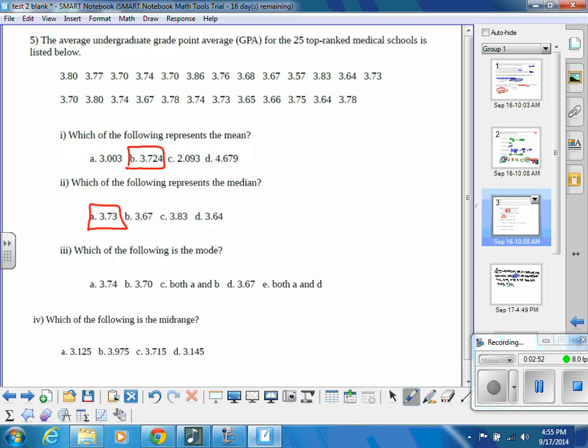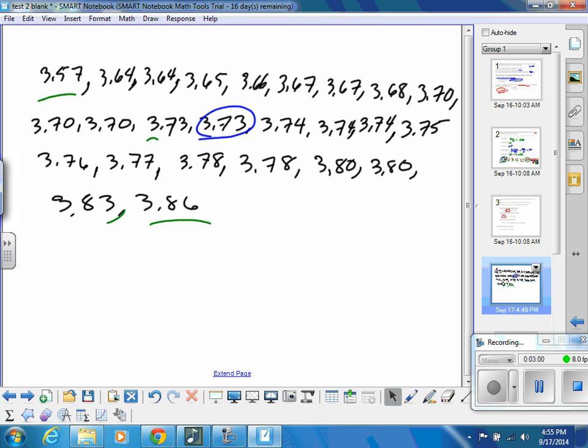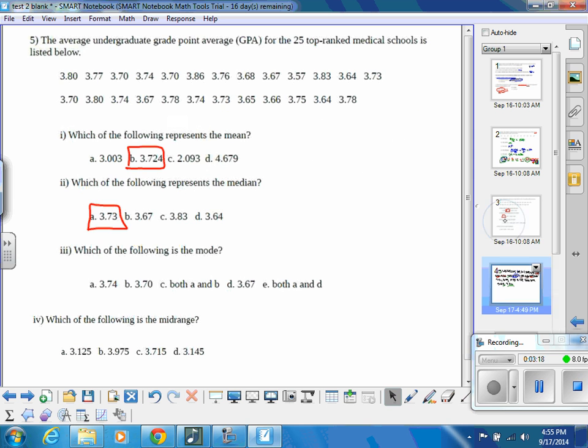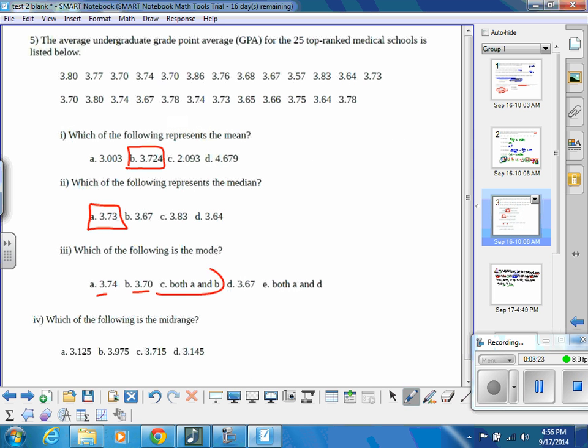Now, this one represents the median. Well, we just said that. It says, which one represents the mode? If you look at our slide, we notice there are a couple that stand out as having a lot of them. There are 1, 2, 3 of 3.70, and there is also 1, 2, 3 of 3.74. So my mode is not unique, I have 2 of them. If I go back here, there they are. So it's this one, both A and B.